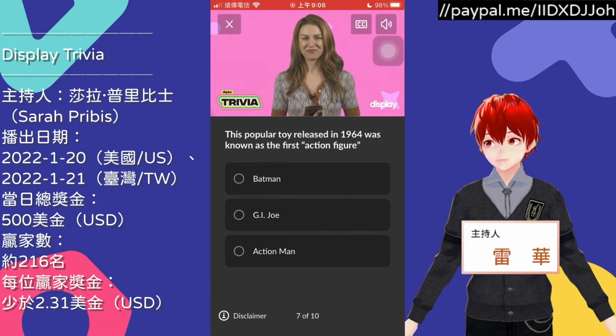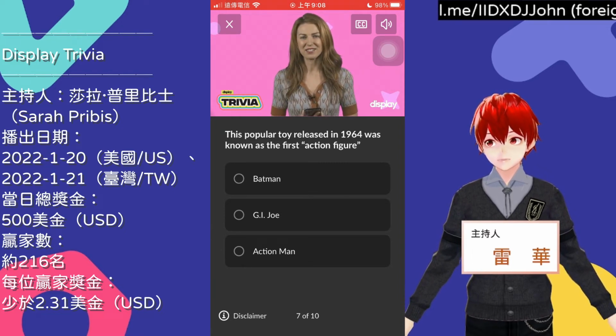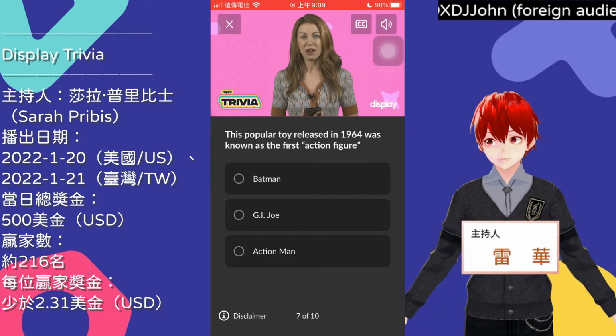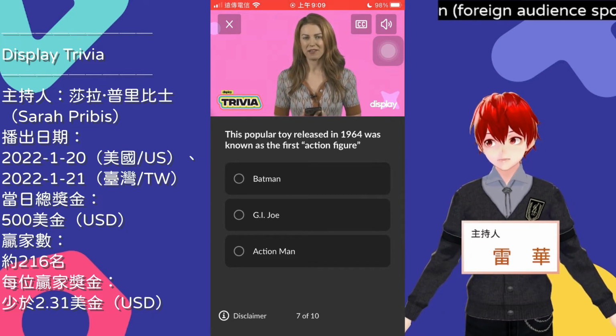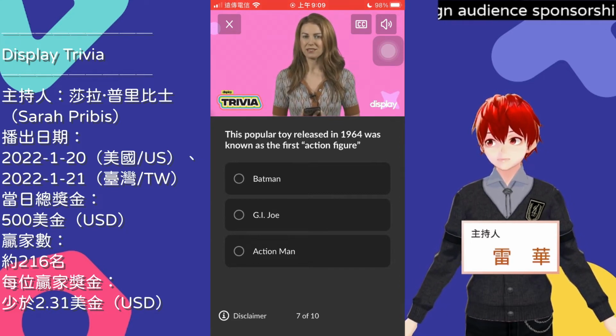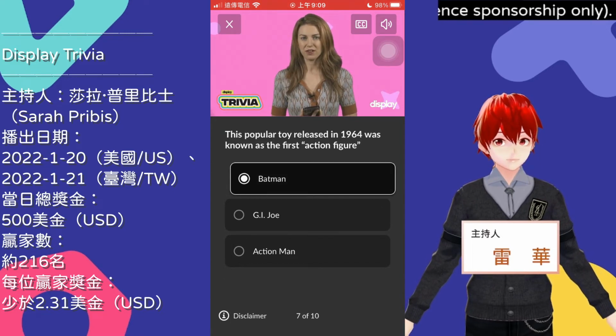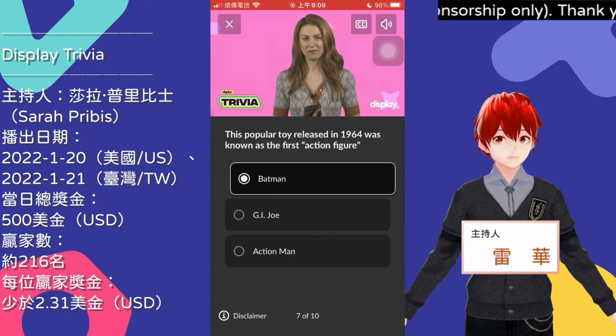Question 7. This popular toy released in 1964 was known as the first action figure: Batman, G.I. Joe, Action Man.